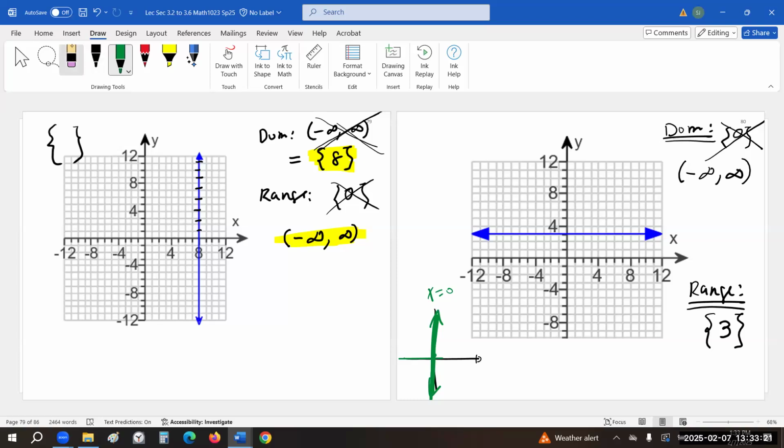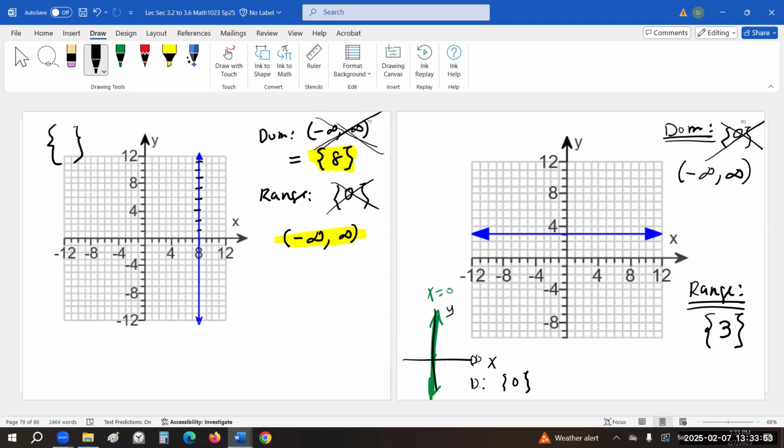Let me use my yellow. This part. So this is the x-axis. This is the y-axis. And at this point, the domain, we are using only one x value. What is this x value? 0. So the domain here is 0. Domain. So based on the graph, we can have one number or a set of numbers.